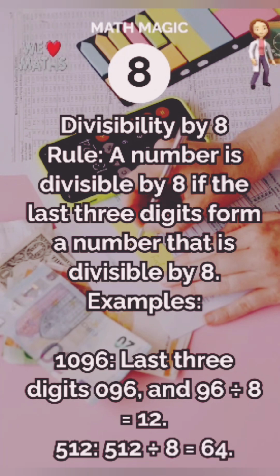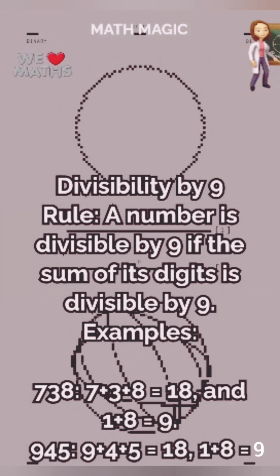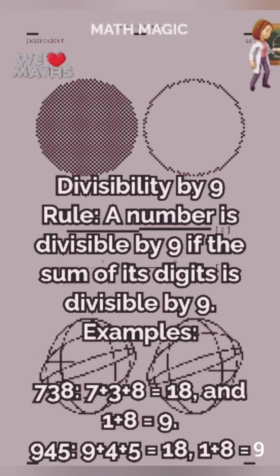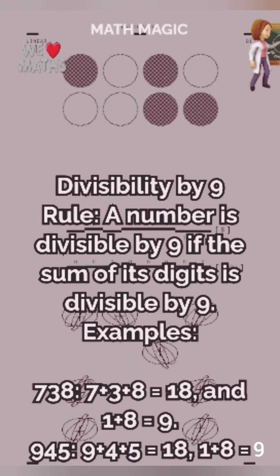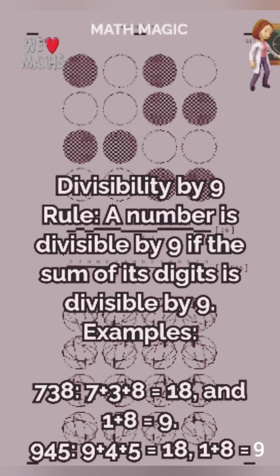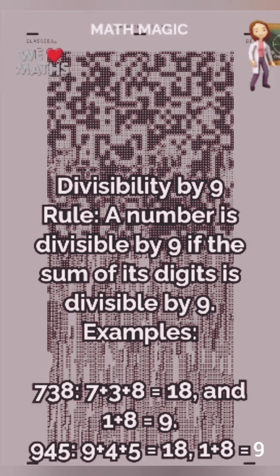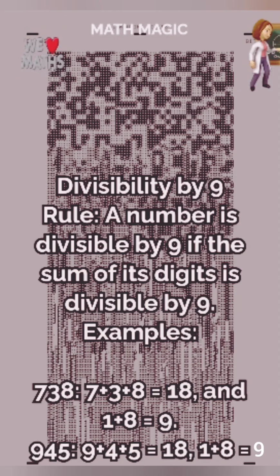Now, the divisibility by 9. The rule is a number is divisible by 9 if the sum of its digits is divisible by 9. It is similar to the divisibility test of 3. And here is the example, go through it.